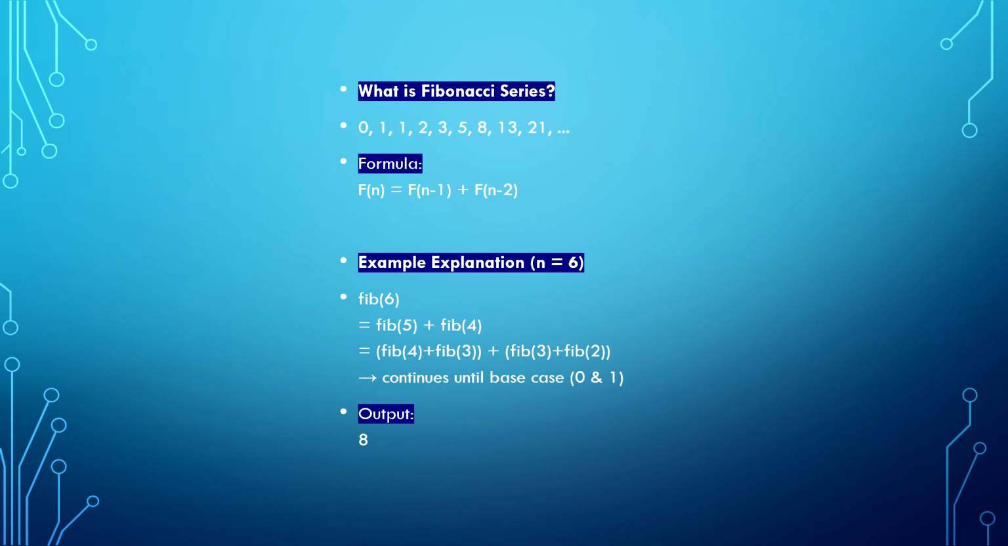For example, when n is 6, fib of 6 equals fib of 5 plus fib of 4. This continues until it reaches the base case 0 and 1. The output is 8.